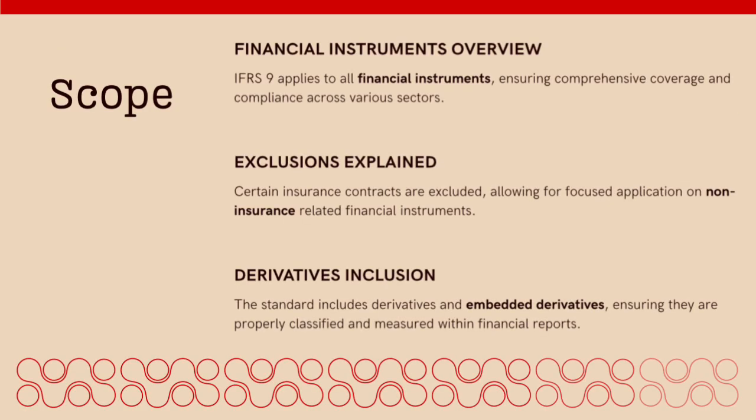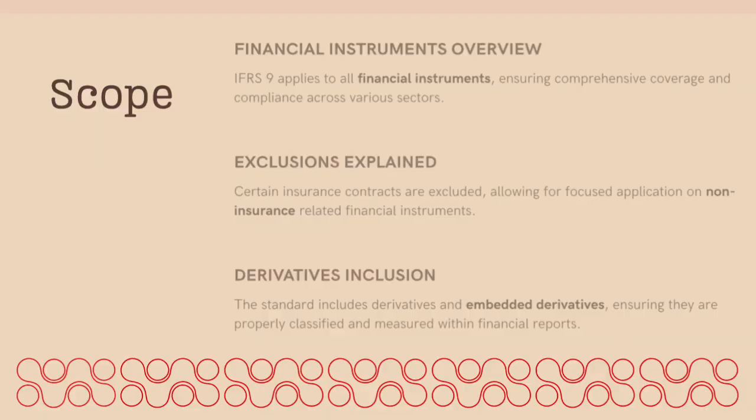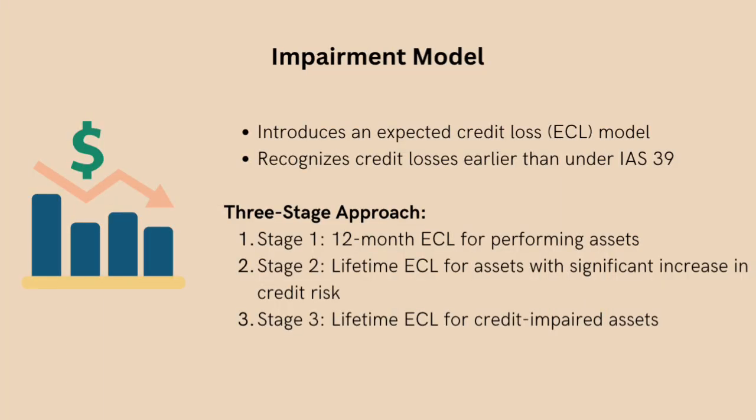This principles-based approach replaced the more complex, rule-based system of its predecessor, IAS 39, providing a more logical framework for financial reporting. This is perhaps the most revolutionary change. Under the old rules, companies only recognized a loss on a financial asset when it was incurred, meaning a default event had already occurred. IFRS 9 introduces a forward-looking expected credit loss, ECL, model. This means companies must now estimate and provide for potential future losses on their loans and receivables.